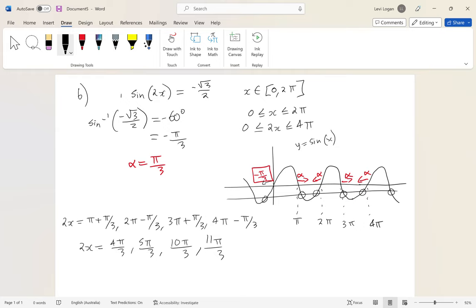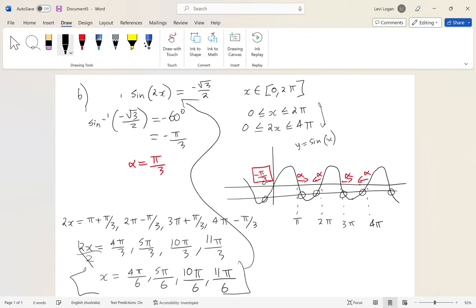Now, you're going to have to understand why I increased our domain values, because we're going to divide by 2 now. So all these numbers are going to get halved. So divide by 2 over here just to get x. So x is equal to 4 pi over 6, 5 pi over 6, 10 pi over 6, and 11 pi over 6. And these are all the solutions to this trigonometric equation. Hopefully that makes a bit of sense.